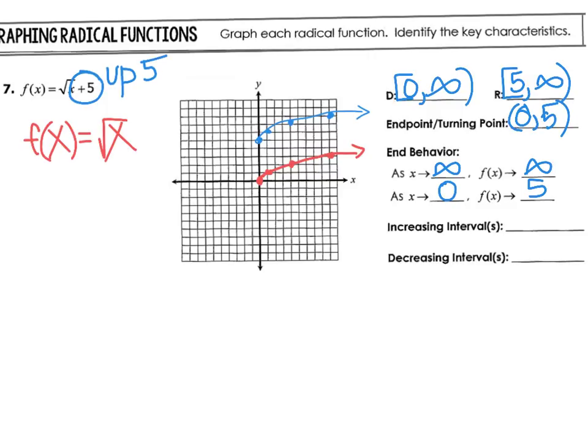Now we know our graph is only increasing. It's only going up. It's never going down. So our increasing interval is from 0 to infinity. And we don't have a decreasing interval. Draw a line through decreasing interval because our graph is never going down. This would be all the key characteristics of f of x equals the square root of x plus 5.